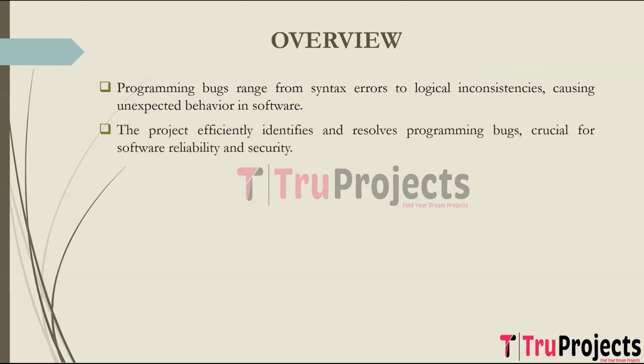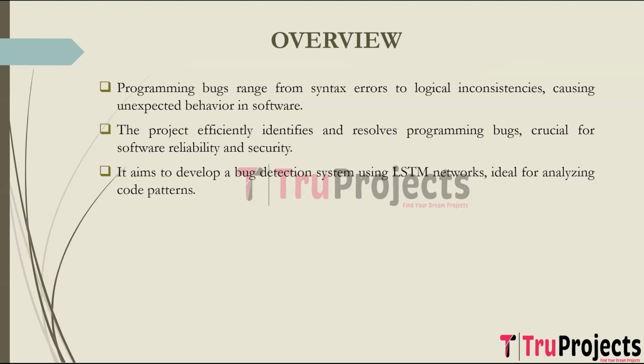The project addresses the challenge of identifying programming bugs within the source code efficiently. Programming bugs can range from syntax errors to logical inconsistencies, leading to software malfunctions and vulnerabilities. Detecting and resolving these bugs is crucial for ensuring software reliability, security, and performance. The primary objective of this project is to develop a robust bug detection system leveraging long short-term memory, which is LSTM networks. These networks are a type of recurrent neural networks well suited for sequential data analysis, making them ideal for detecting patterns in software code.